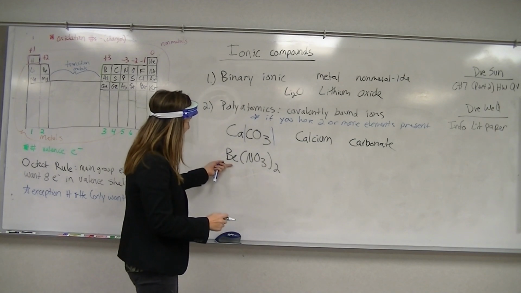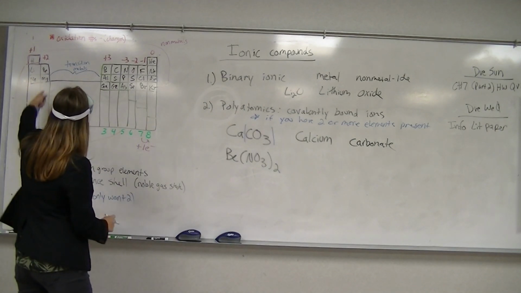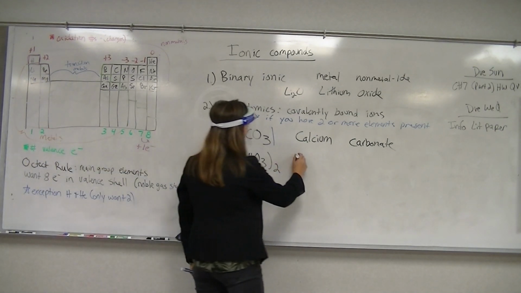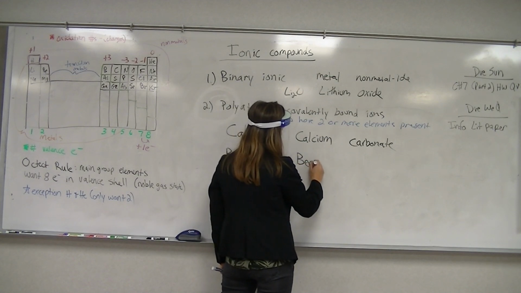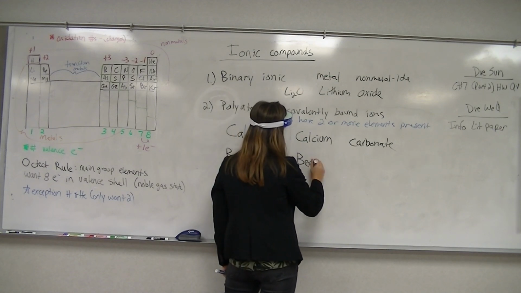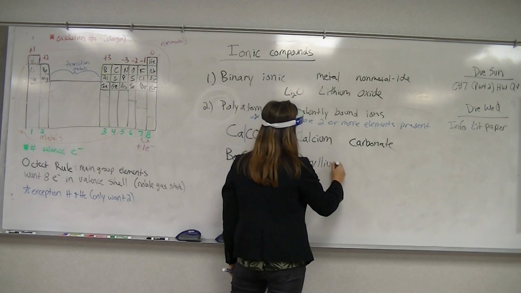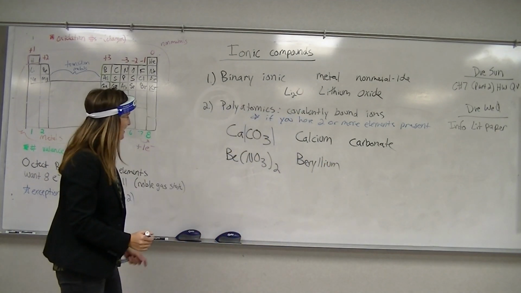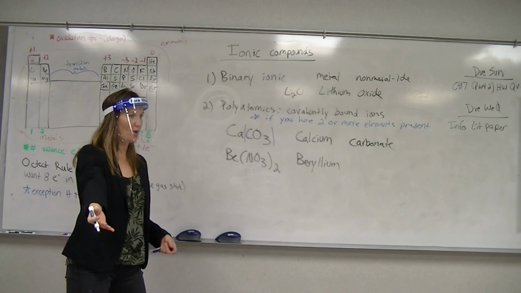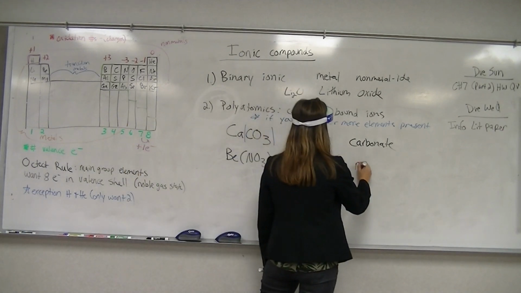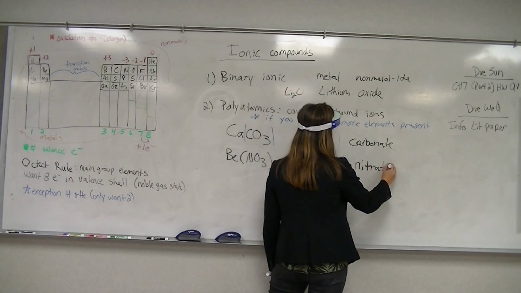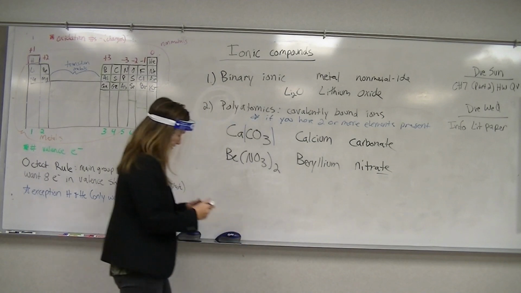So we look up Be on the periodic table. It is an alkaline earth metal in group 2. It's beryllium, and I'm going to spell it wrong. Something like that. And then NO3 you would look up on your table and write it just how it's written on your table. In this case, I believe it's nitrate with ATE.